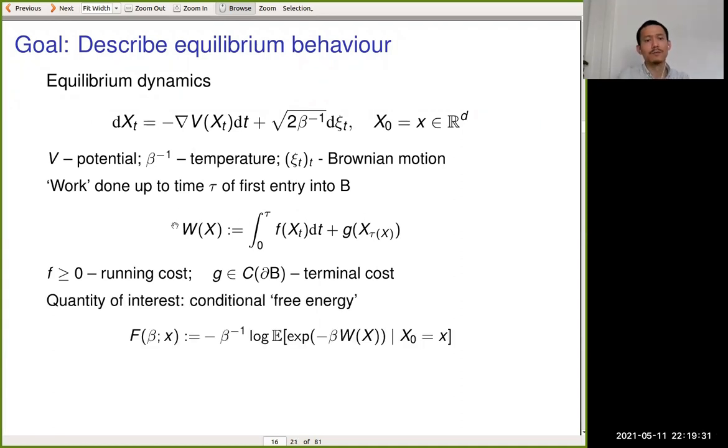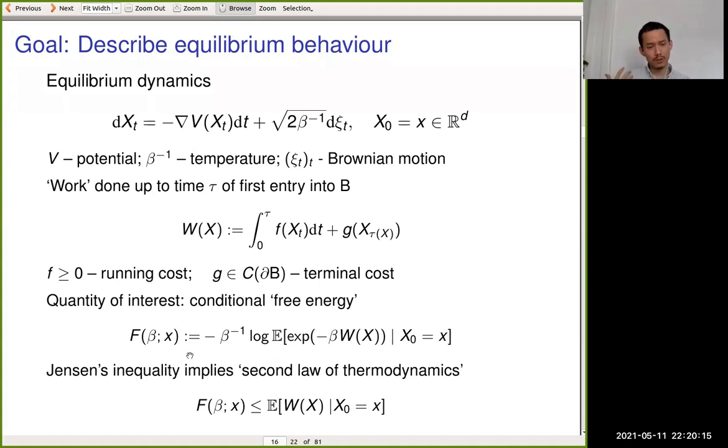So given this work path functional, let's define something which looks like a conditional free energy. And this is our quantity of interest. I'm going to define it as f of beta and x. Beta, recall, is the inverse temperature from the SDE. And x is the initial condition at which we start all of the trajectories of the system. And if you just look at this, it's a scalar, proportional to a conditional cumulant generating function of the work path functional w with respect to the law of the stochastic system x. And that's just a probability theory way of describing what you're seeing here. Just minus beta inverse of log expectation of this exponential.